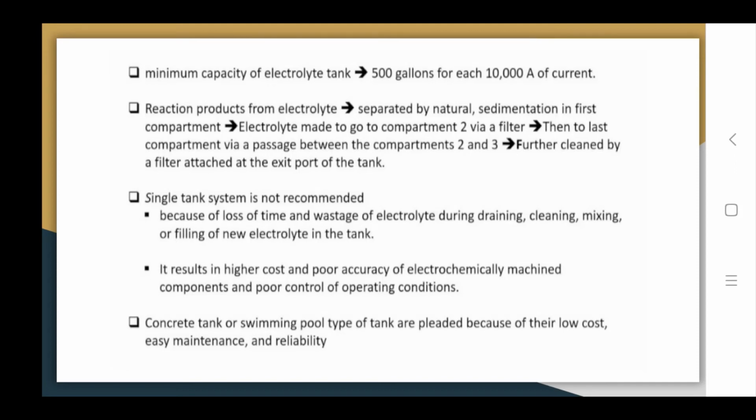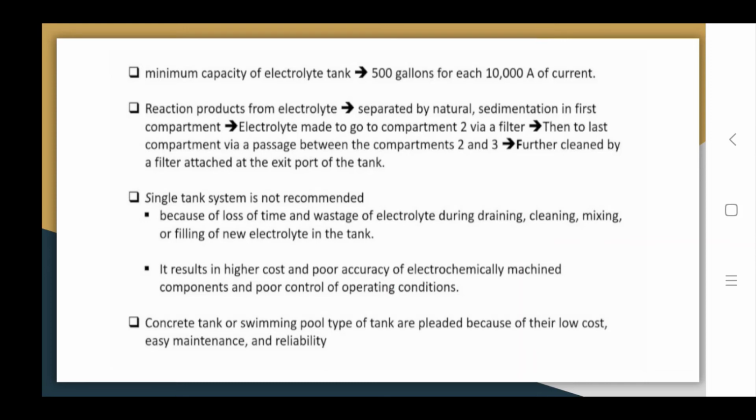So this ECM system is supposed to machine different metals and alloys at optimum machining conditions and with varying requirements of accuracy, surface structure, etc. Under such situations, a single tank system is not recommended because of loss of time and wastage of electrolyte during the drainage, cleaning, mixing, or filling of new electrolyte in the tank. It results in a higher cost, poor accuracy of electrochemically machined components, and also poor control of operating conditions.